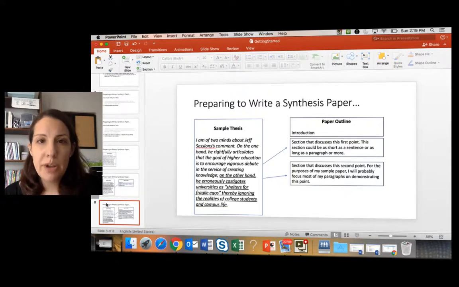The final thing that I want to point out about this sample thesis is that you'll notice that it doesn't speak in generalities. It really kind of delves into some pieces of the issue. And the second thing is that it's fairly specific. So by that, I mean that I don't just say I'm of two minds about Jeff Sessions' comment. On the one hand, I agree with his point, but on the other hand, I think there's some problems. I'm actually stating precisely what it is that I agree with and precisely what it is that I don't agree with.